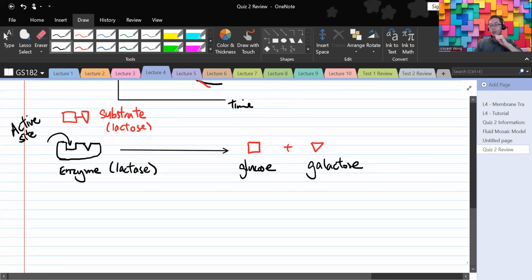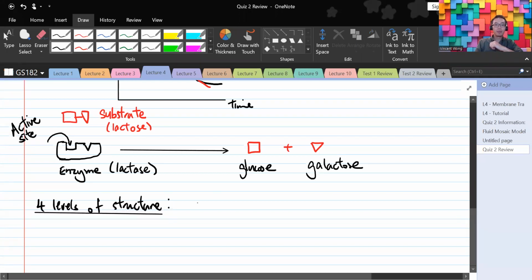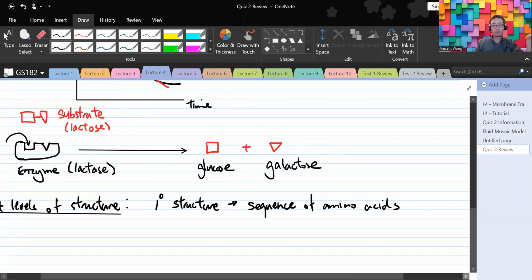All right, another big thing you are supposed to know for the protein is that it has 4 levels of structure, right? Okay, so I'll briefly summarize it for you here. We have the primary structure, which is basically just the order, the sequence of amino acids in the protein.